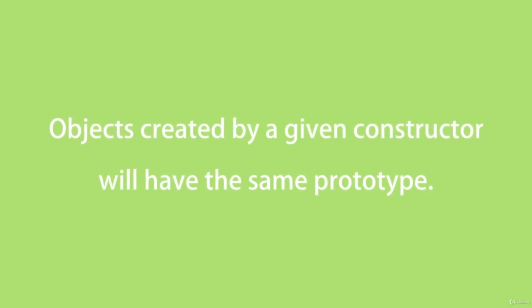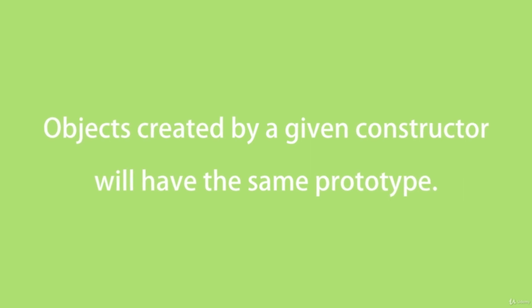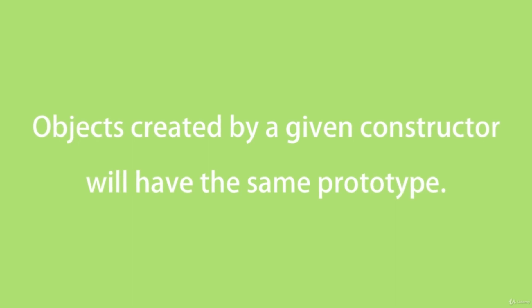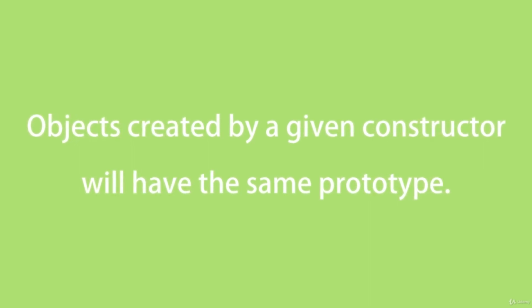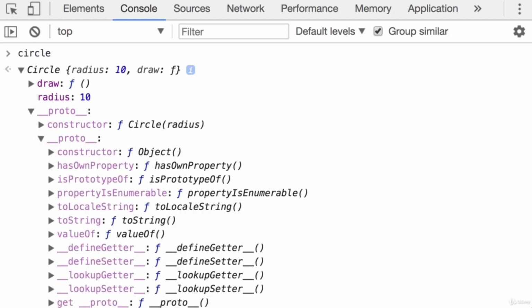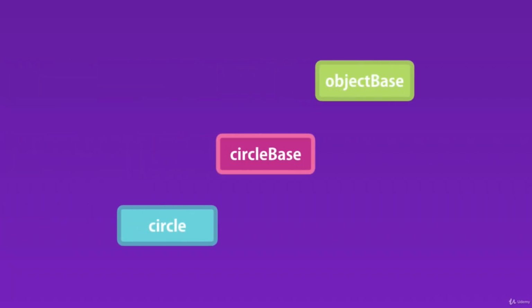So all circle objects created by the Circle constructor will have the same prototype. And similarly, all arrays created by the Array constructor will have the same prototype. Now back here, so this is our circle base. Circle base also has a prototype. Let's see what we have here. What is this object? That's object base, right? The root object in JavaScript. So this is what we have in memory. We have the circle object that inherits from circle base, and circle base inherits from object base.